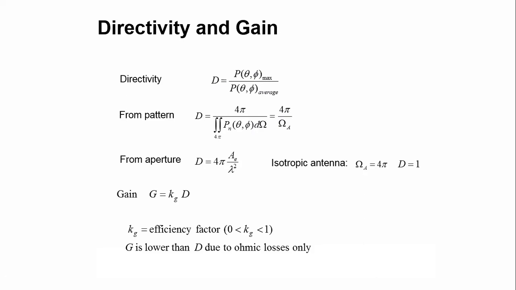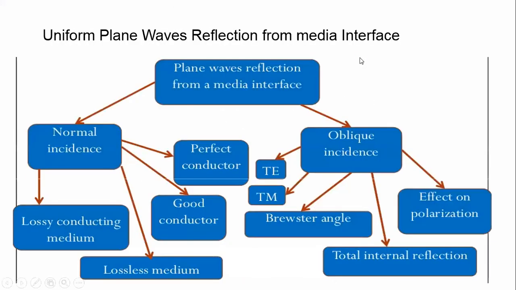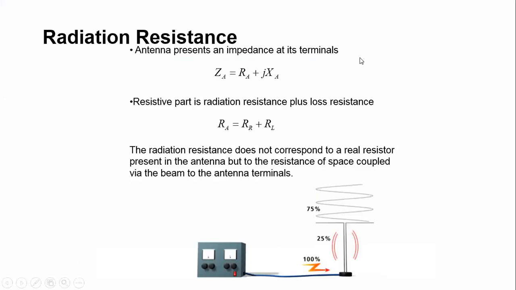Similarly, if you want to calculate the gain, the gain can also be calculated with the help of the efficiency factor, denoted by k, which lies between 0 to 1. Then G will be lower than the directivity due to the ohmic losses mentioned. This is the condition where you need to apply what the gain should be.